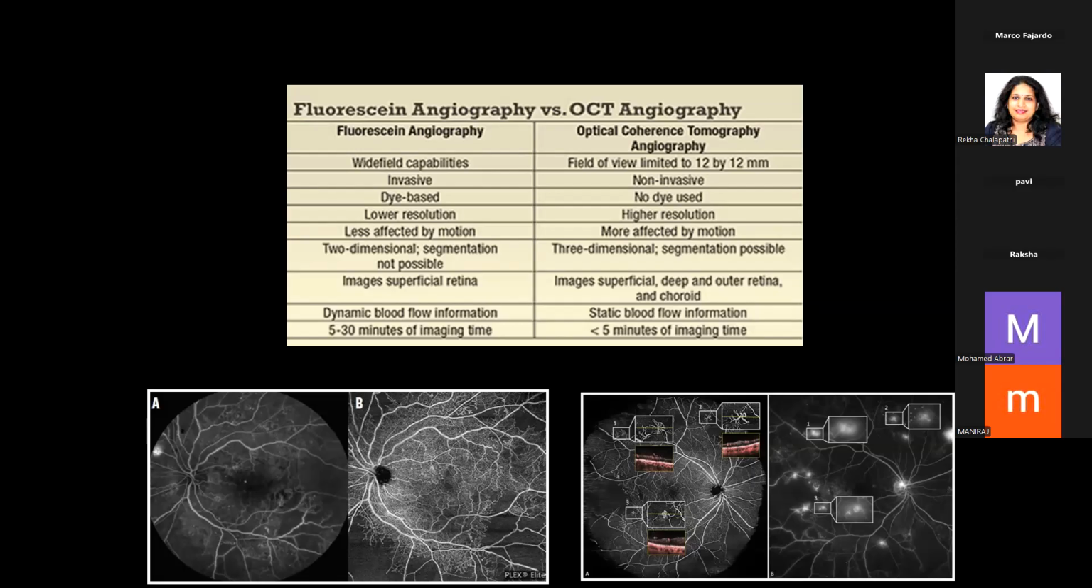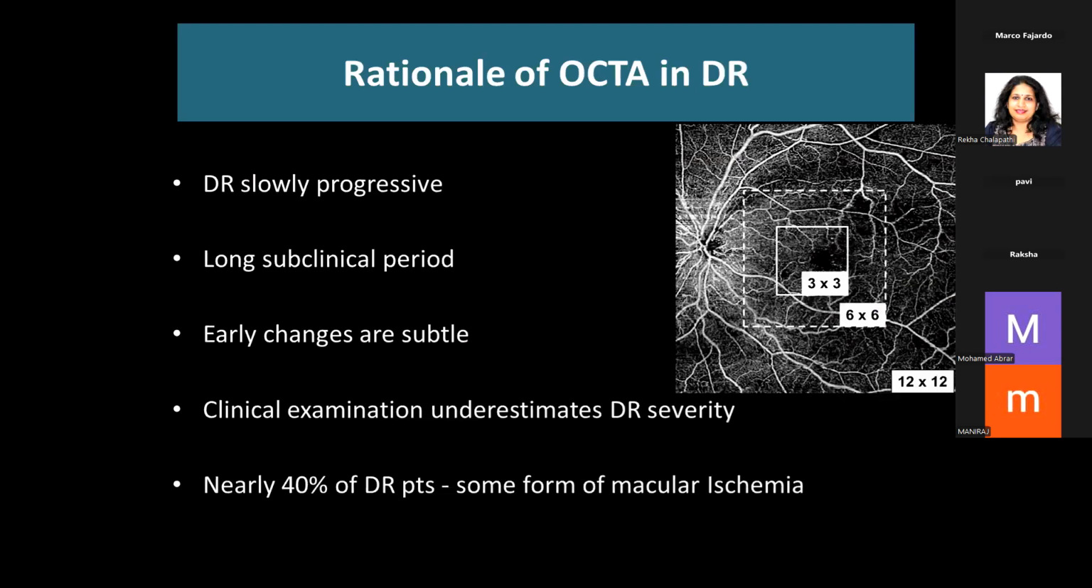You tend to see leakage in FFA, but sometimes it could be disadvantageous, because the vascular network may not be seen if the image has leakage. So OCTA has advantages over FA in many other things. So why should one use OCTA in diabetic retinopathy? Let's come to that point.